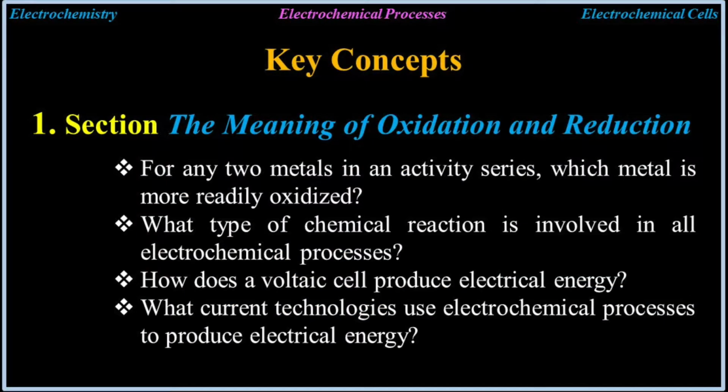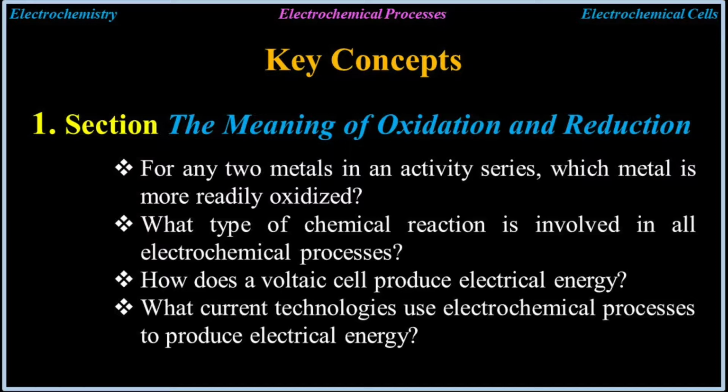Key concepts. For any two metals in an activity series, which metal is more readily oxidized? What type of chemical reaction is involved in all electrochemical processes? How does a voltaic cell produce electrical current? What current technologies use electrochemical processes to produce electrical energy?